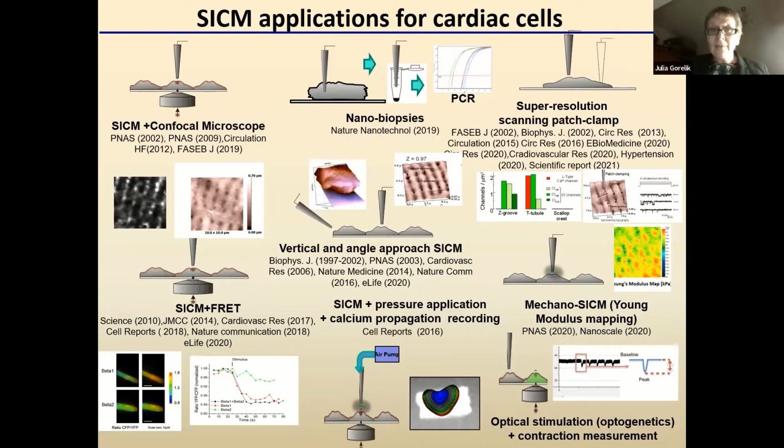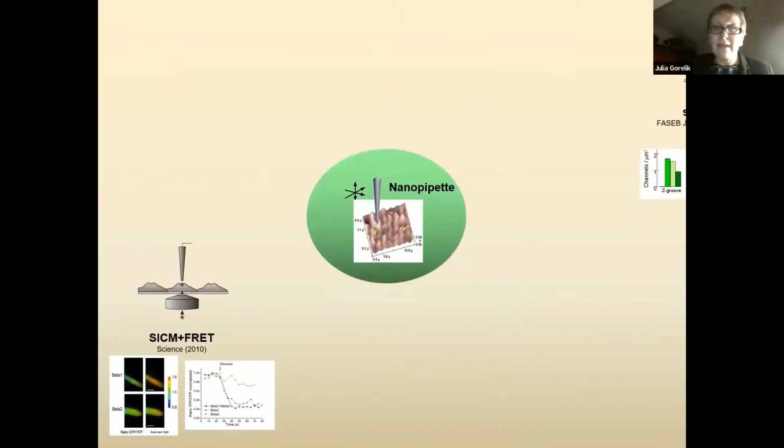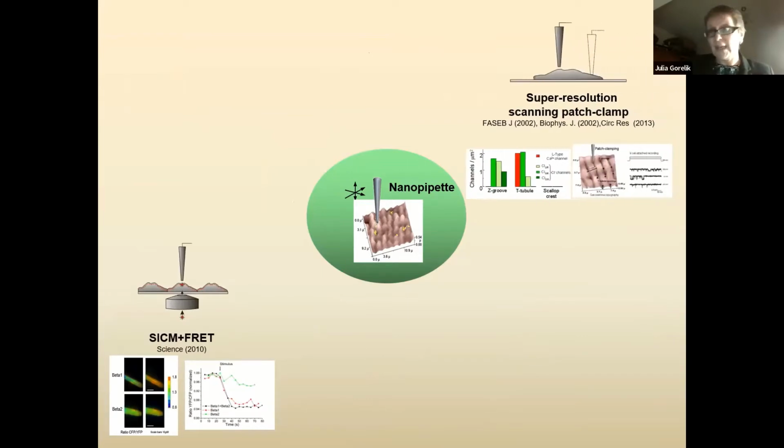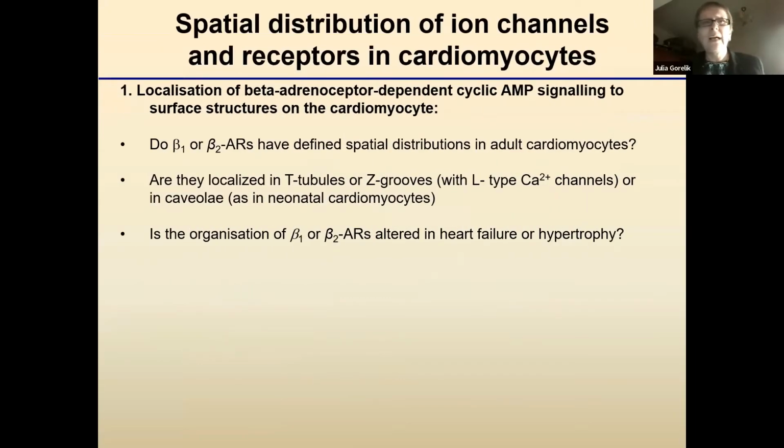So I will discuss some of these combinations. I don't have time to discuss all of them, and I will discuss mostly the scanning and the super resolution scanning patch clamp, and potentially the SMILE, to study the localization of beta-adrenergic receptor signaling to surface structure of the cardiomyocytes. And I think this work is about a different distribution of beta-adrenergic receptor in the cardiomyocytes and changes of this distribution during heart failure.